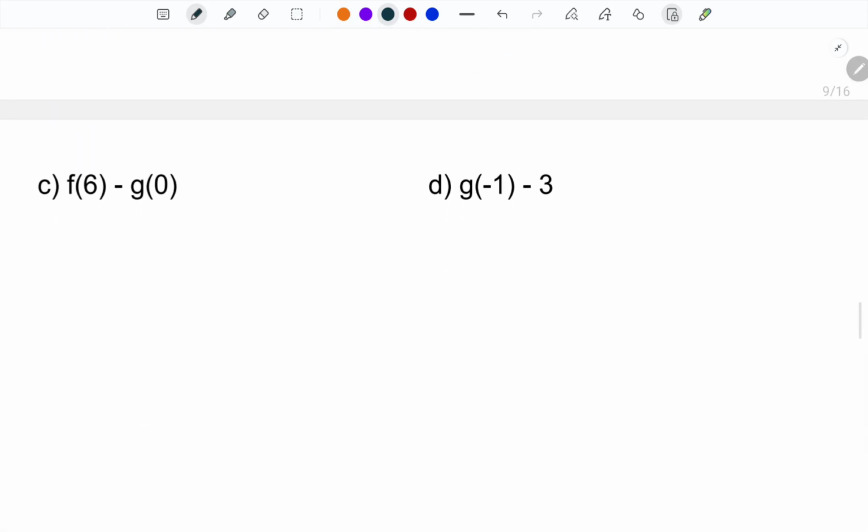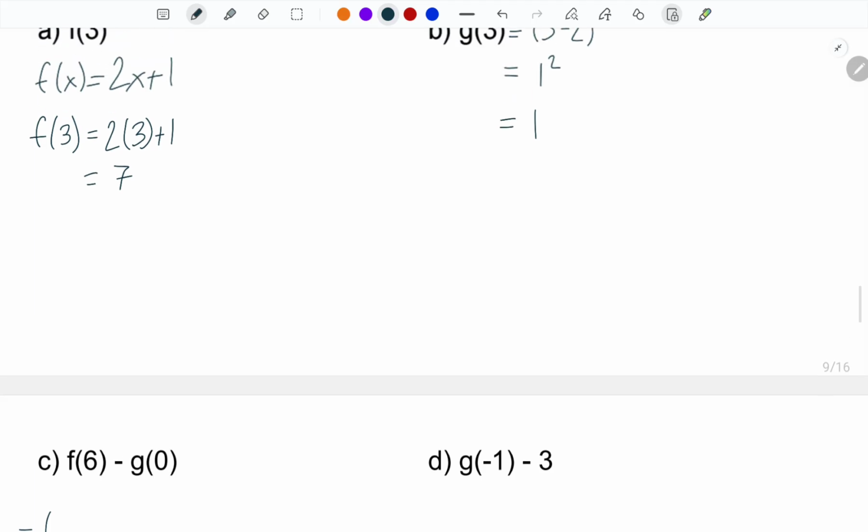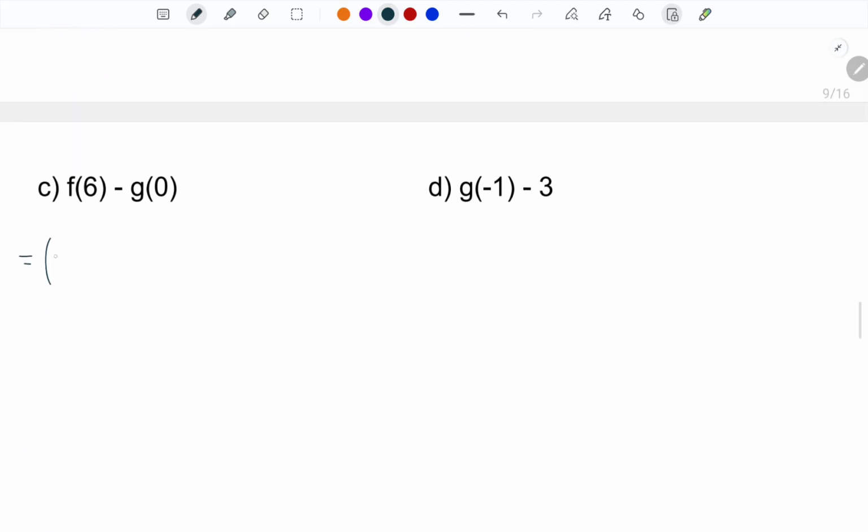And you can combine function notation with each other. So if I have f of 6 minus g of 0, well, I'll start with f of 6. I'll just put that in brackets first. I just have to remind myself what the function is. 2x plus 1 will be 2 times 6 plus 1. So that is f of 6 there.